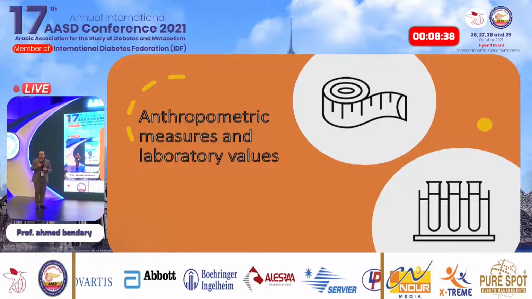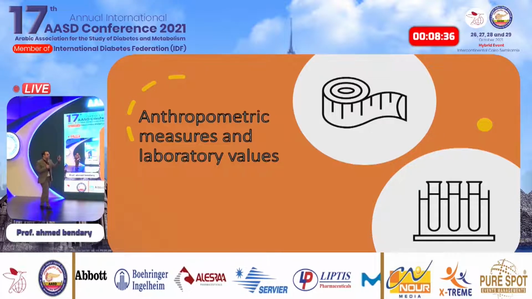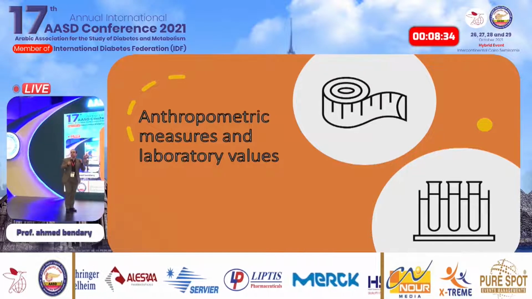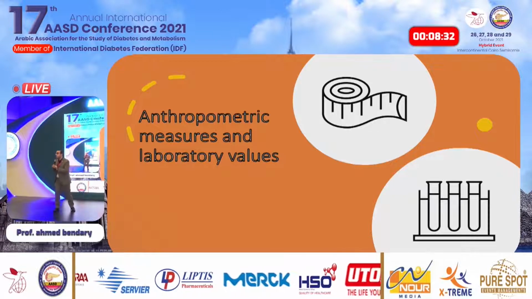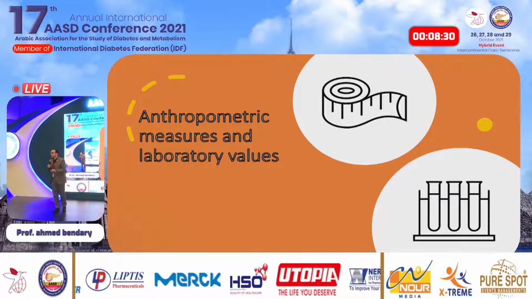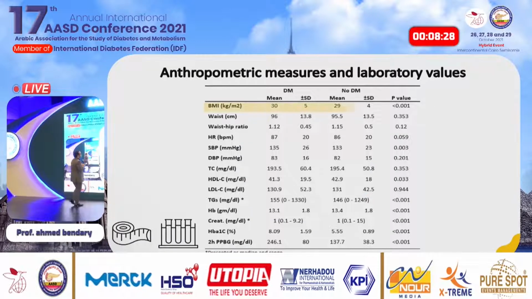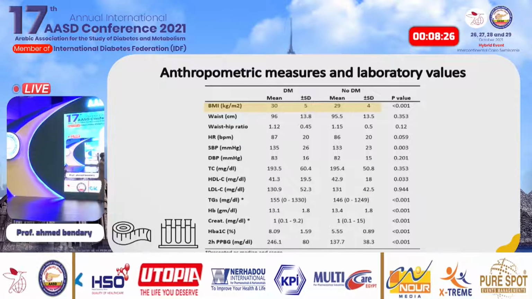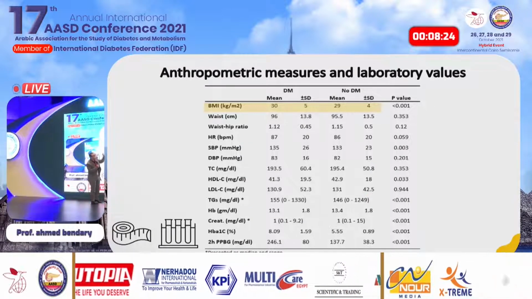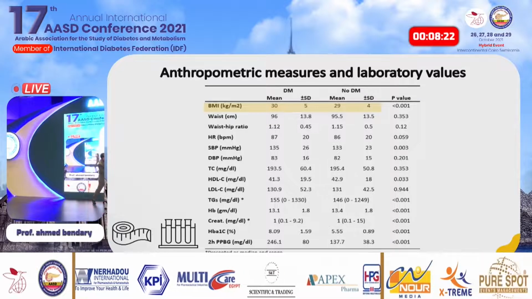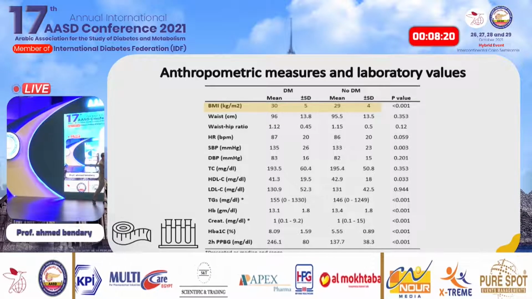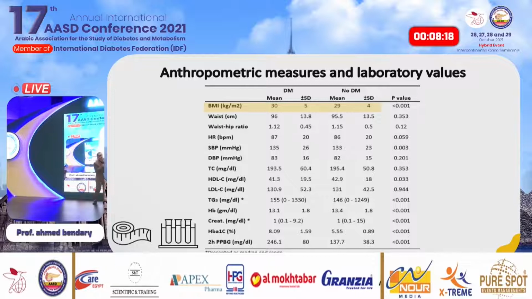What about the anthropometric measures and the lipid profile, for example, and we are very concerned about the lipid profile in patients with diabetes. Look to the body mass index at first. The mean body mass index in diabetic patients was 30, and the mean body mass index in non-diabetics was 22.